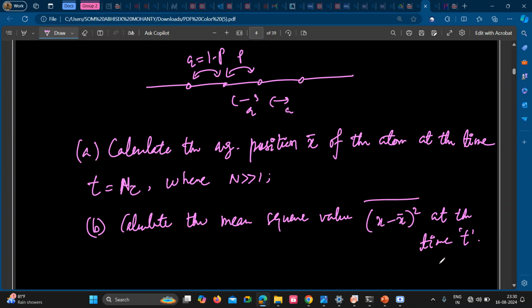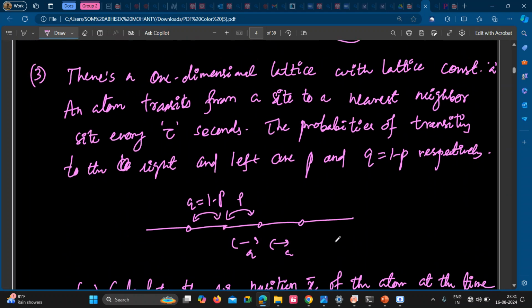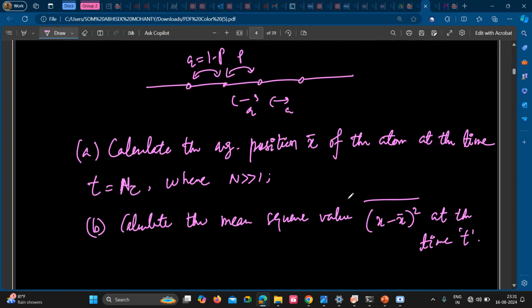Calculate the average position x bar of the atom at the time t is equal to n tau. Calculate the mean square value at the time t. There is a one-dimensional lattice with lattice constant a, and an atom transits from a site to the nearest neighbor site every tau seconds. The probabilities of transiting to the right and left are p and q. Calculate the average position at this time. Calculate the mean square value. Just try.